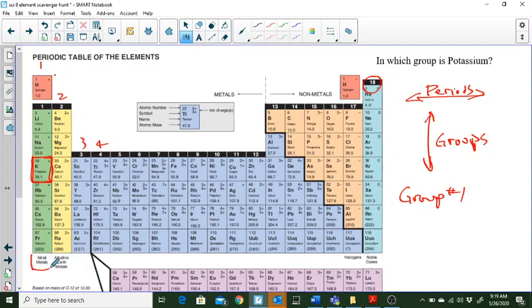Some of the groups have names. So this group 1 is called the alkali metals. Group 2, alkaline earth metals, and we have the halogens, and we have the noble gases over here. So really we only have, for our purposes, 4 groups that are named, but either of these answers would be perfectly correct.